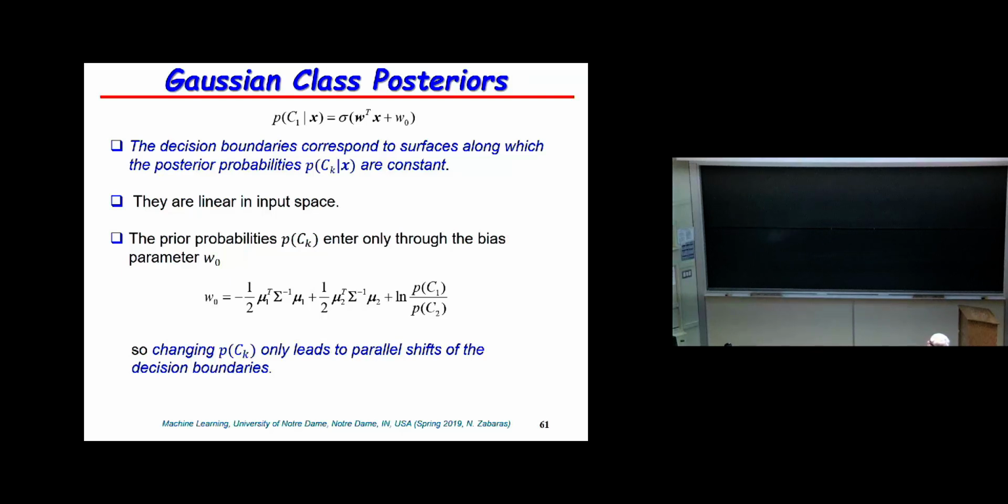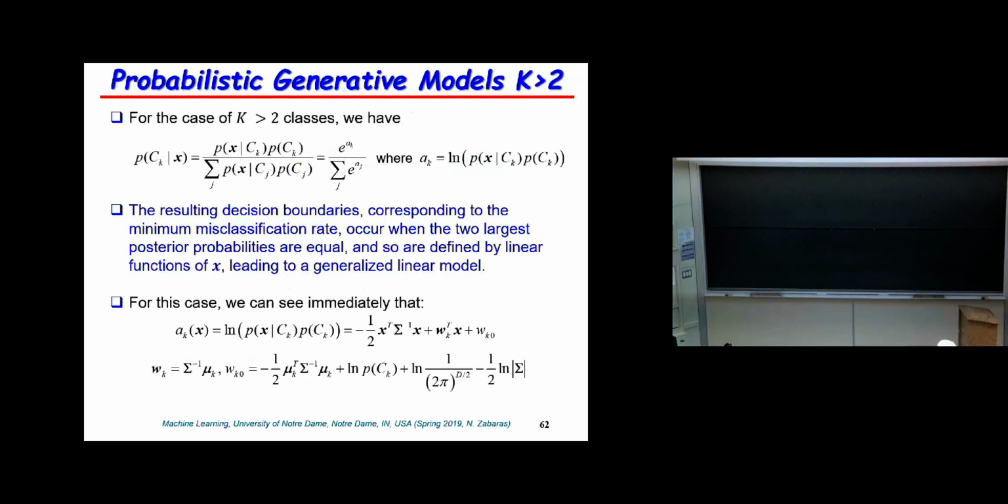So I mentioned this: when you compute W0, that's the only dependence you get on the priors of each class. The only thing these priors are doing, they don't come inside the definition of W, is basically leading to parallel shifts of the decision boundaries. So the slope W doesn't change. All right, how about this model now?